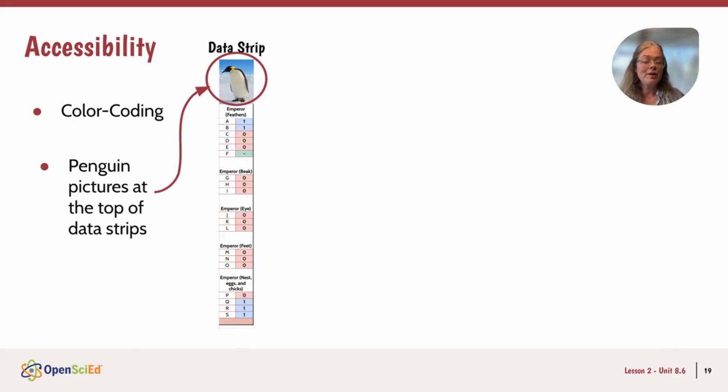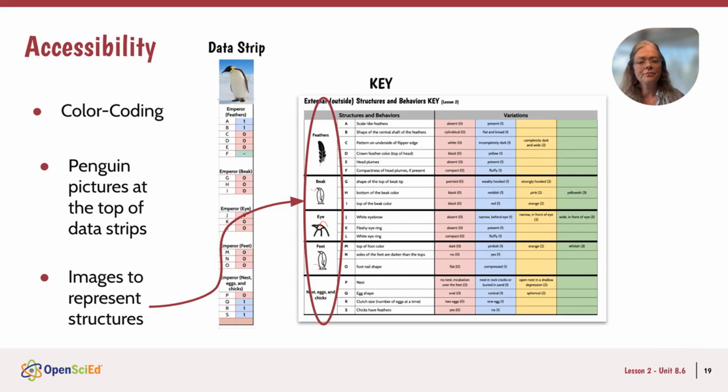I also like to put a picture of each penguin species at the top of the data strip so students can just quickly look and know what we're talking about. On the key, I add images to represent the different structures, and then I make sure to follow the same color coding system on the key that I've used on the data strips.